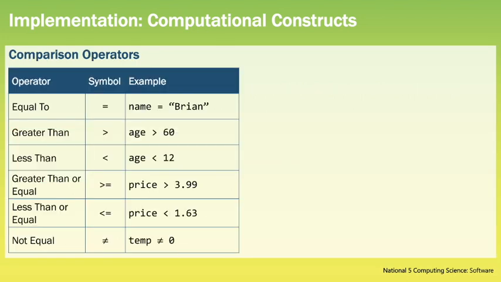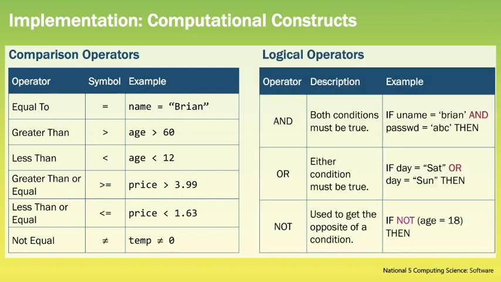In order to make the comparisons between our variables, we need to use comparison operators. Equal to, greater than, less than, greater than or equal to, less than or equal to, or not equal to. We may also need to make use of logical operators, such as and, or, and not. So with the and operator, both conditions have to be true.